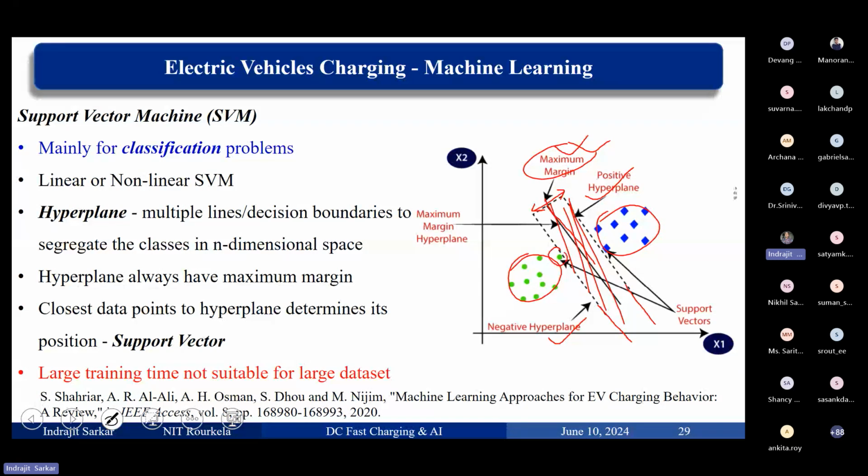You can see here one support vector here, another support vector here. This support vector defines the hyperplane, the border of the hyperplane. The support vectors are the extreme points.